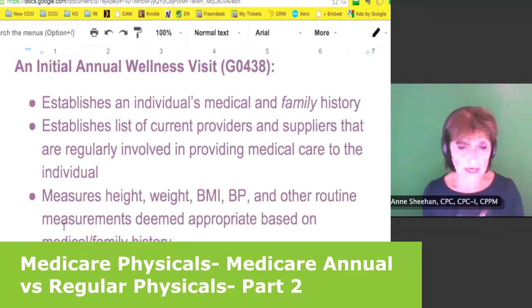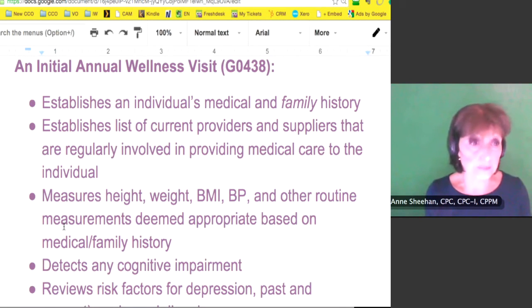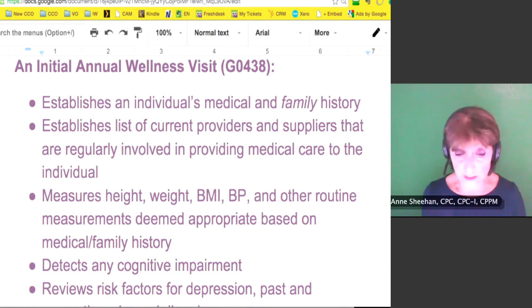After the year's gone by and we go for the initial annual wellness visit, this is more extensive and it builds on the G0402. Now, if the patient never showed up in that year, you would combine part of the G0402 with the G0438. It's because you really are building up quite a database on this patient. So on this visit, you're establishing the beneficiary's medical and family history. You're establishing the list of current providers and suppliers that are regularly involved in providing medical care to the individual.